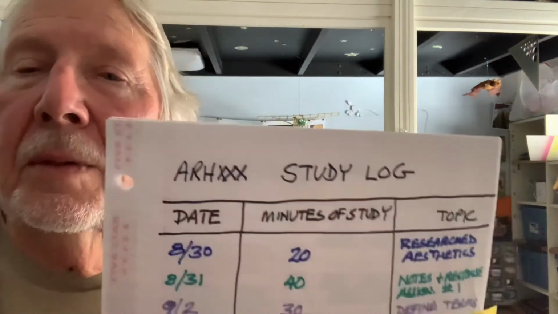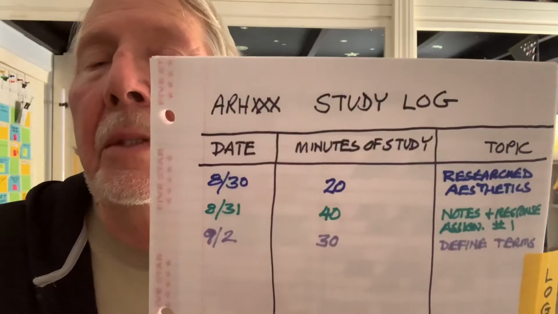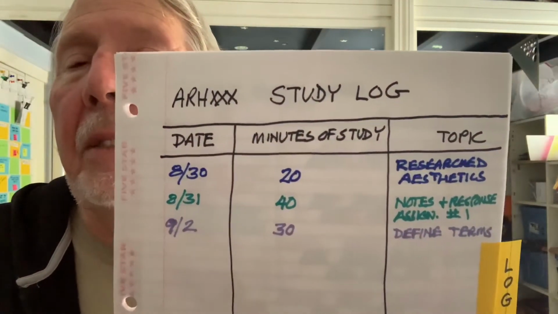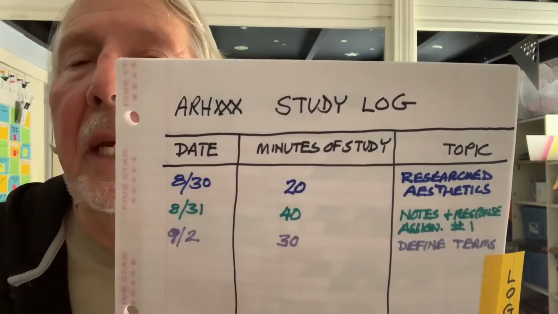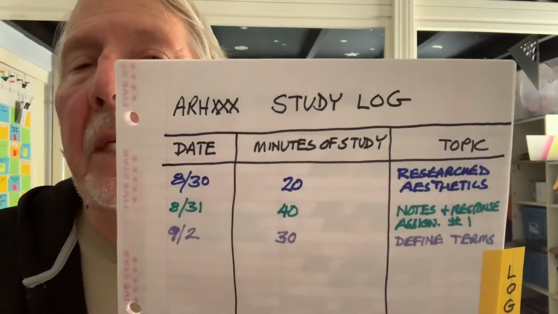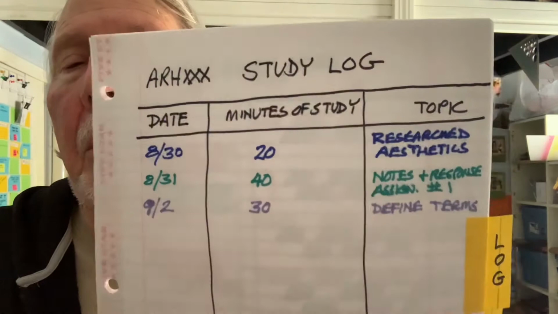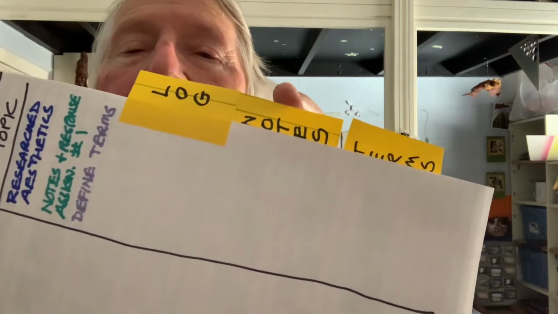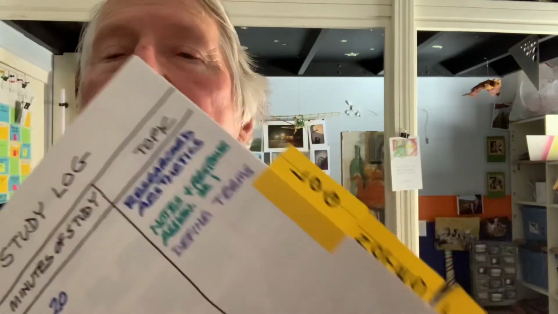I like the 3-ring notebook because you can add to it at any time. You can take pages out, you can throw them on your scanner. It's an easy way to do things. So part number 1, and I have 3 tabs over here. I've got log, and I have notes, and I have terms.